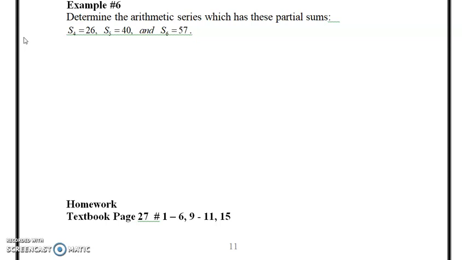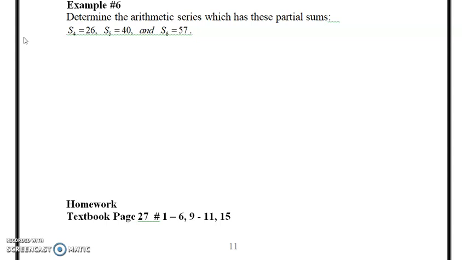This is a neat example, example number 6. It says determine the arithmetic series which has partial sums. So partial sums just shows us that the sum of the first four terms is 26, the sum of the first five terms is 40, and the sum of the first six terms is 57.